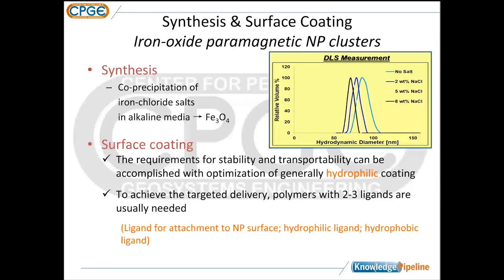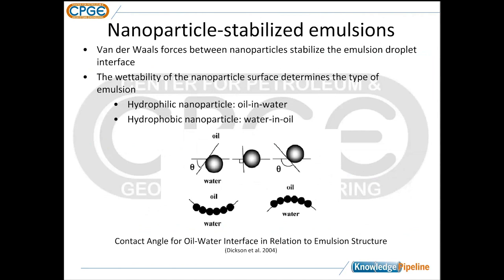This diagram here is a dynamic light scattering measurement of the size of some of these nanoparticles that we've made, showing stability in different salinity environments. You can see that as the salinity increases, we have a little bit of a change in the nanoparticle size, but many of the polymer-coated nanoparticles show very good stability. We've tested up to 20% weight brine.